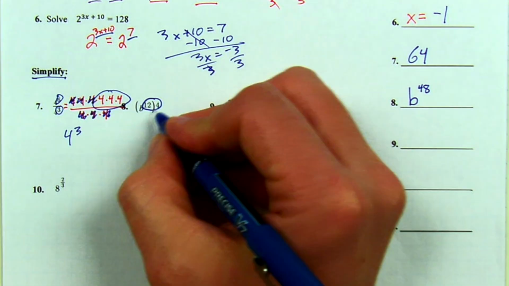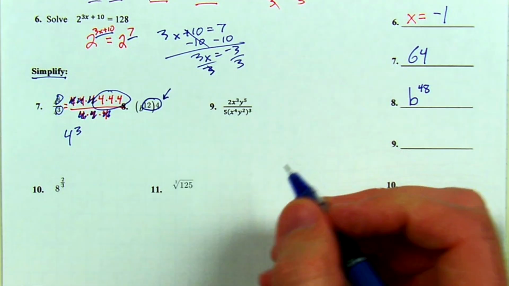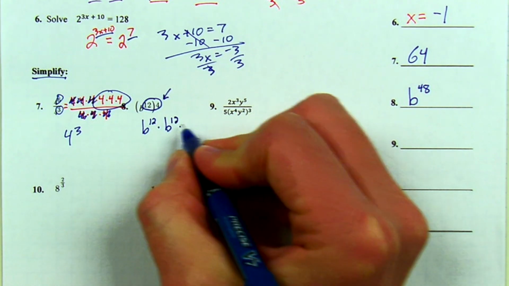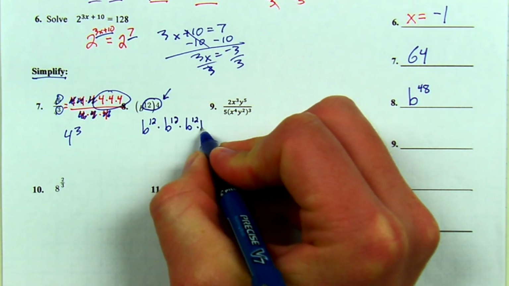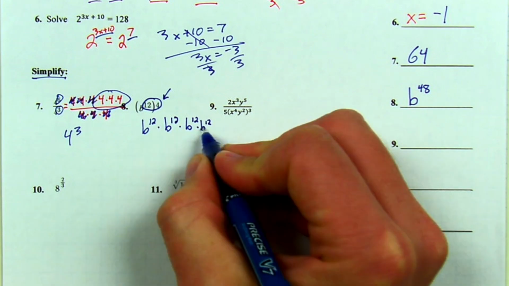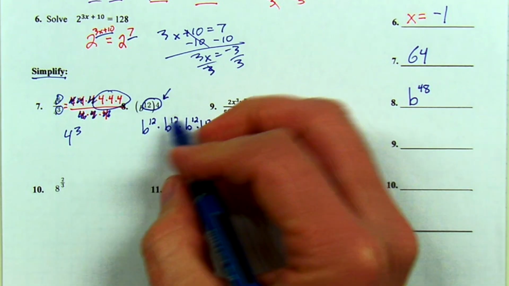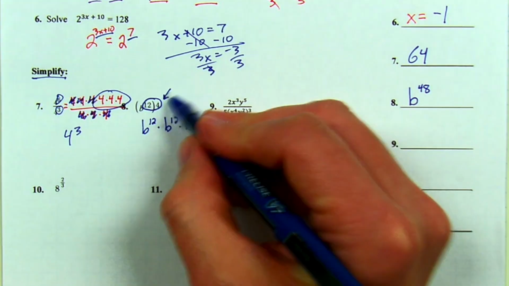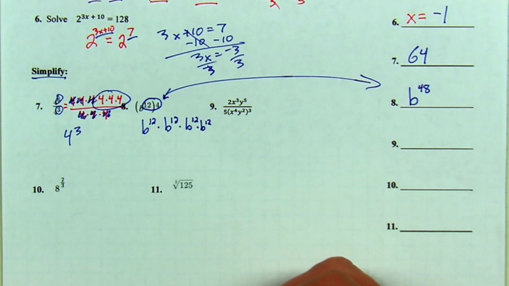Or you could think of it as, if I'm doing something to the 4th power, it's 12 b's and 12 more b's and 12 more b's and 12 more b's, right? Because it's b to the 12th to the 4th. That's a lot of b's. That's 12, 24, 36, 48 b's. And that's how we got b to the 48th power.